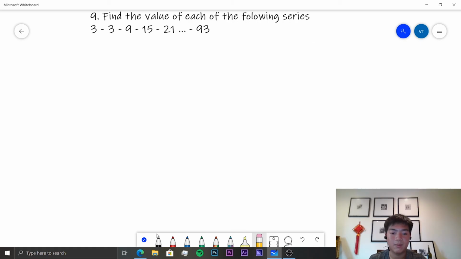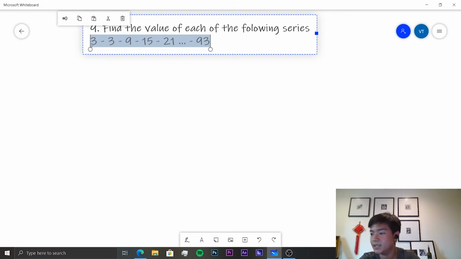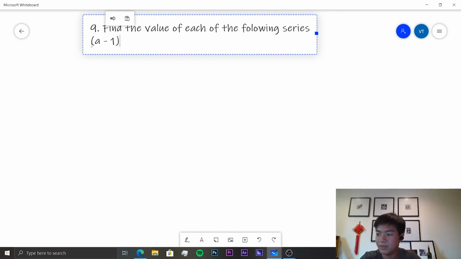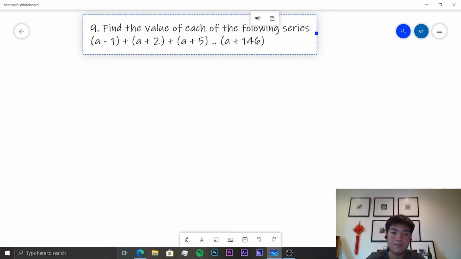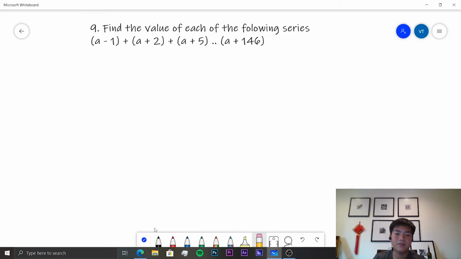So this problem will be, instead of this, we need to find the sum of the series a minus 1 plus a plus 2 plus a plus 5 until a plus 146. And so it's pretty clear that the common difference between the terms is equal to 3. And because a stays the same, the common difference is just 3.